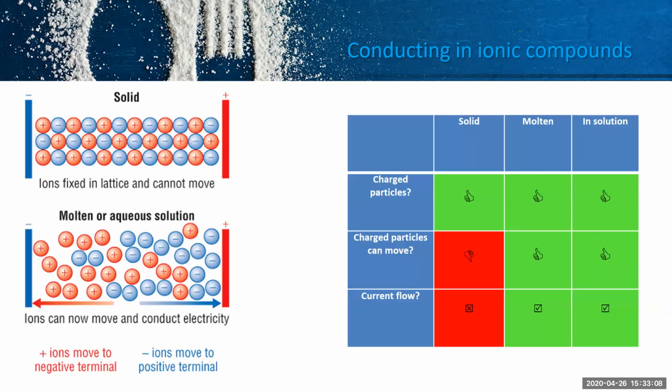So we look at conducting in ionic compounds. In the solid, if we look in the table, yes, it has charged particles, but no, they can't move. So overall, that's a no on current flow. But for molten and solution, we have charged particles, they can move, and therefore we can get an electric current to flow.